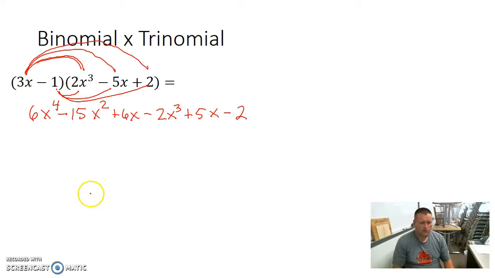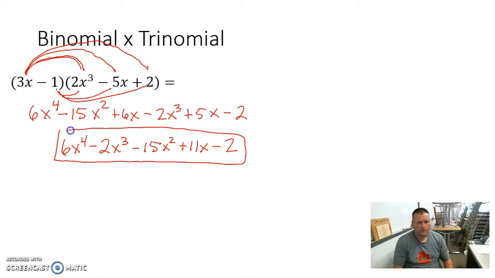And then we just make sure we check if we've got any like terms. So is there any x to the fourth terms? No, so I leave that 6x to the fourth. Is there any x to the third? I look for that. There is an x to the third here. Again, I'm going to write this in standard form as I go. Next one is squared terms. Is there any squared terms? Yep, right here, the -15. Then I look for x to the first. There is a 6x and a 5x. I'm going to add those. So 6 plus 5 is 11. So I go plus 11x. And then I look at my constant. There's no other constant, so I just leave my -2. And that becomes my new polynomial.